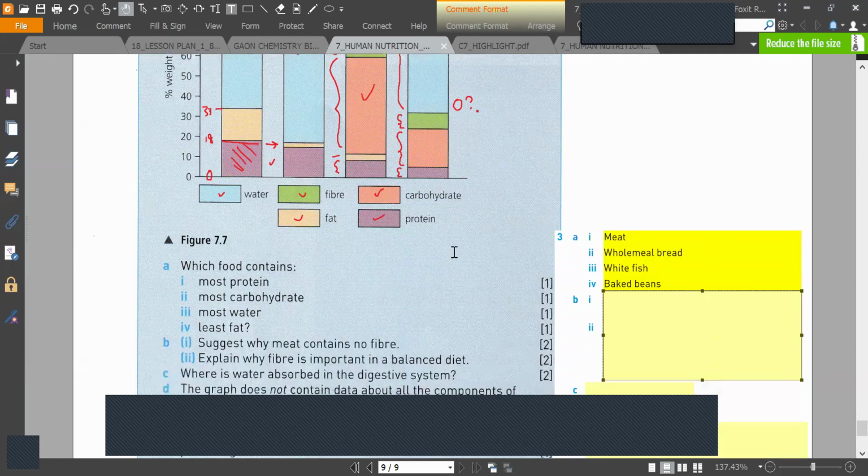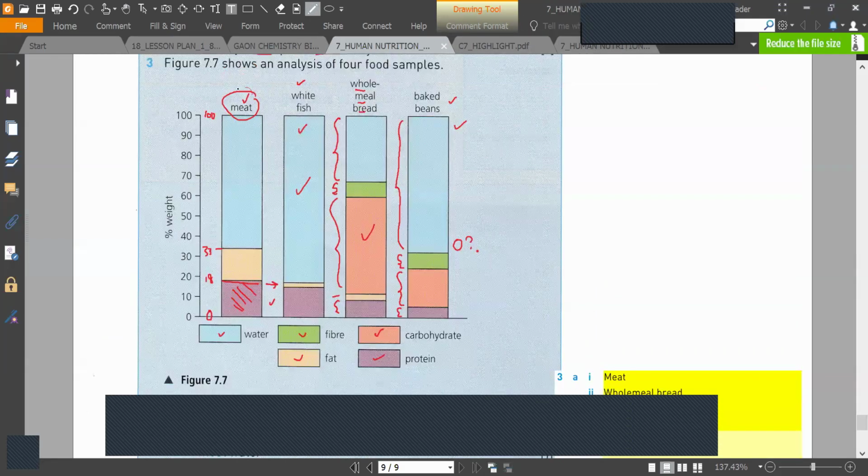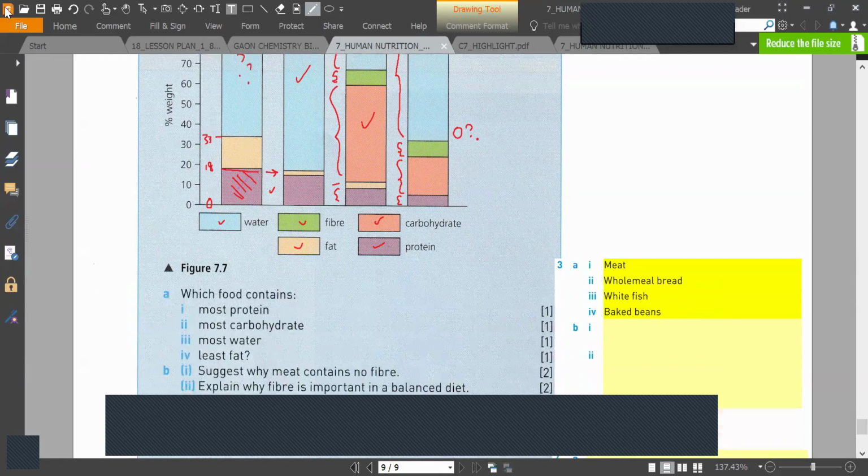Next, suggest why meat contains no fiber. We can see here the meat has no fiber. The reason is that meat is made of animal cells, which do not have a cell wall. Fiber comes from the cell wall.